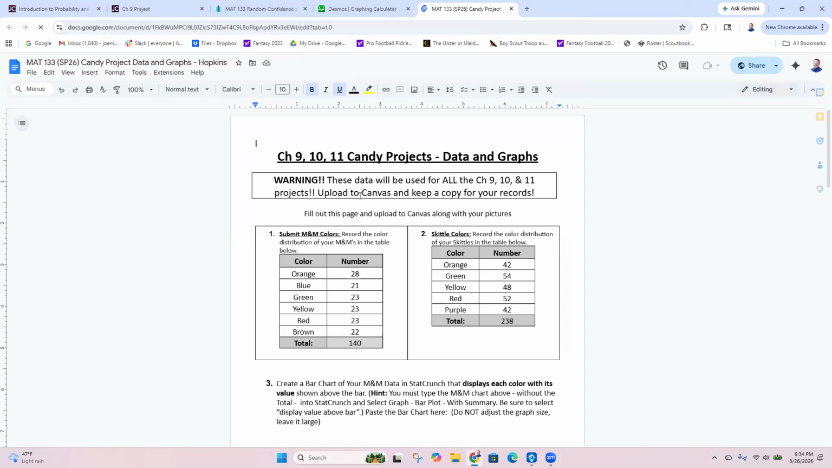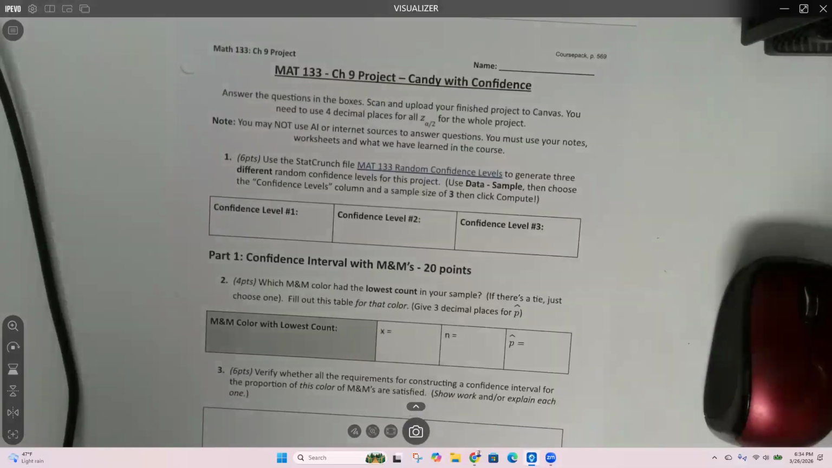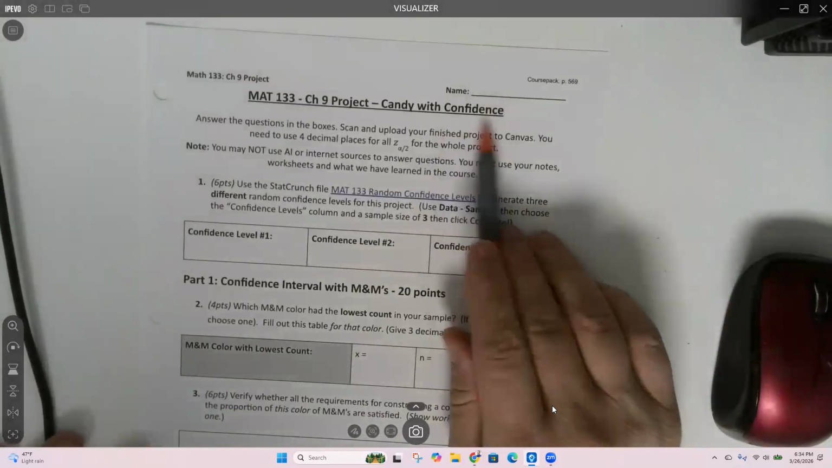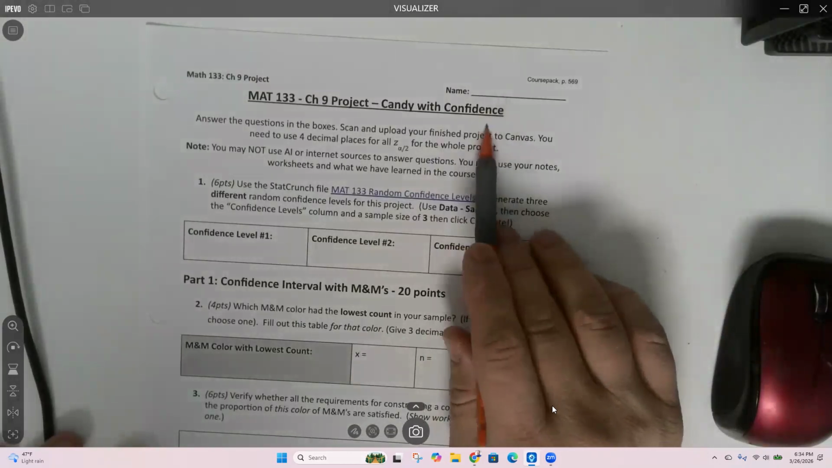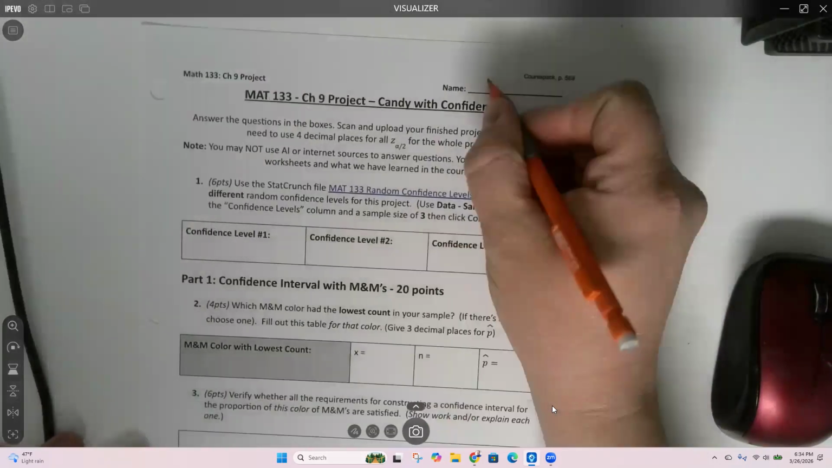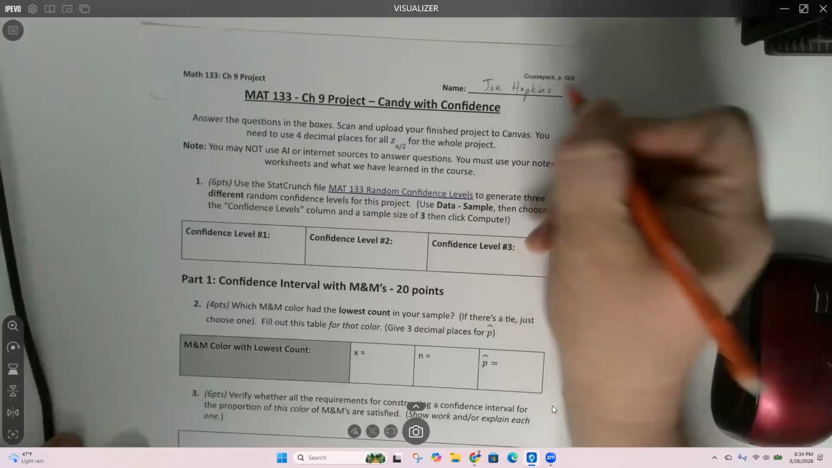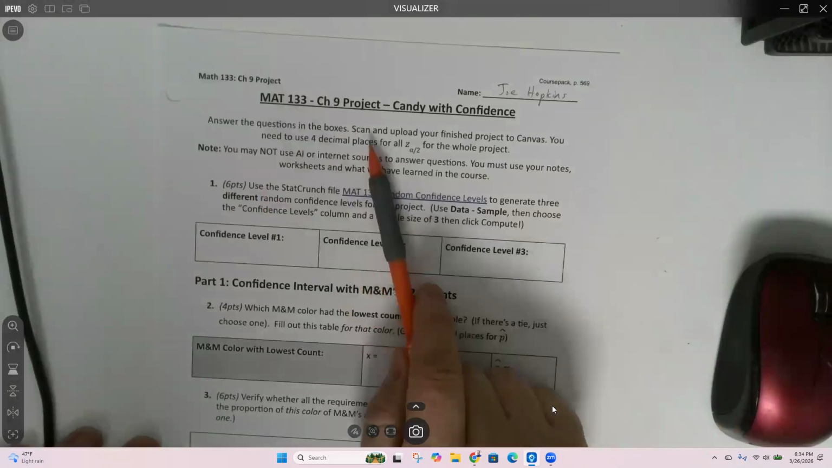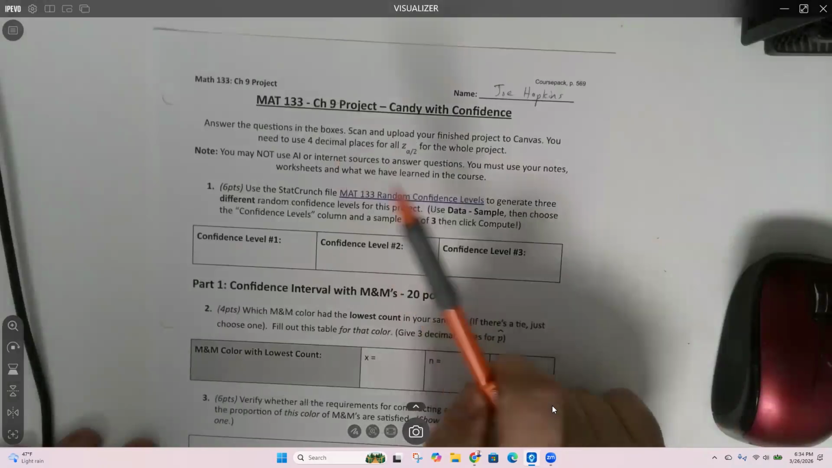Now that I've got that, let's go to page 569. Chapter 9, Project Candy with Confidence. We are going to be building confidence intervals using our candy data. Answer the questions in the boxes. Scan and upload it into Canvas. Use 4 decimal places for z alpha over 2.